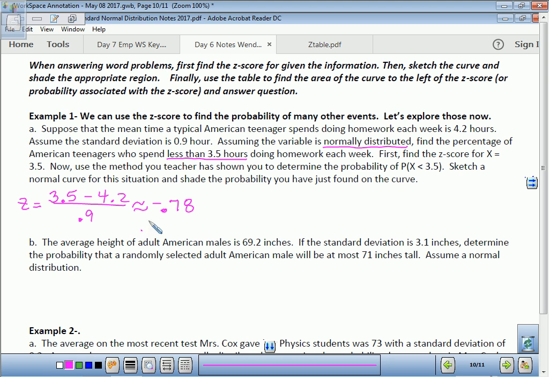That is our corresponding z-score. Now, we want less than 3.5, so if we were to graph this, we're looking for what's over here, a z-score of negative 0.78. Well, the nice thing about this is we can read it straight off the chart. So, the probability that I spend less than 3.5 hours is equivalent to the probability that the z-score is less than negative 0.78. Please read that z-score off the chart.